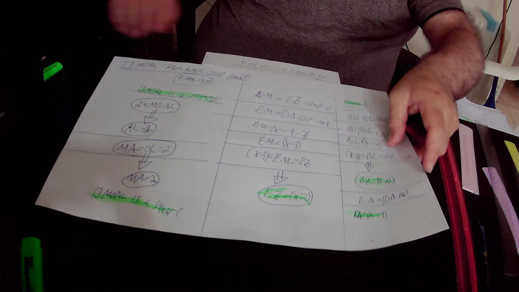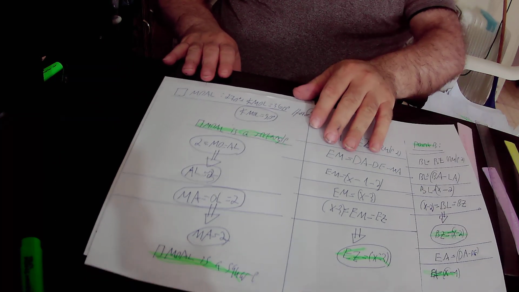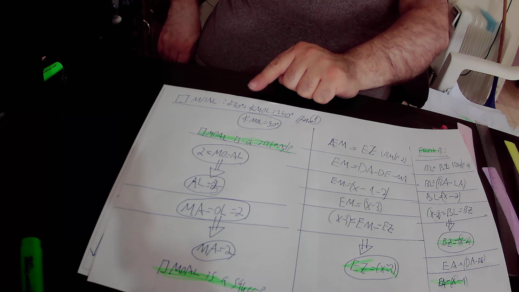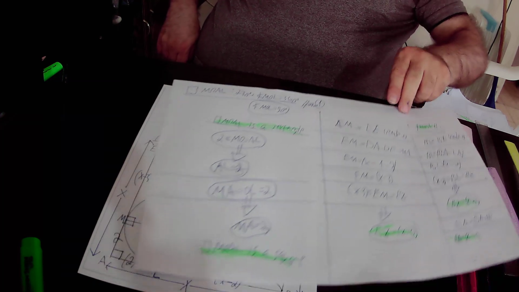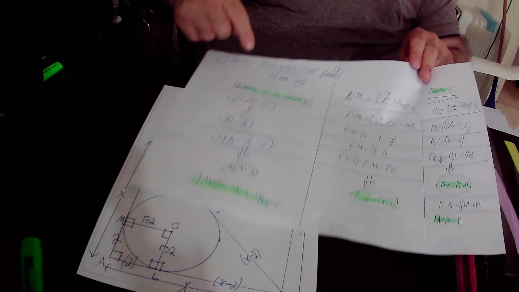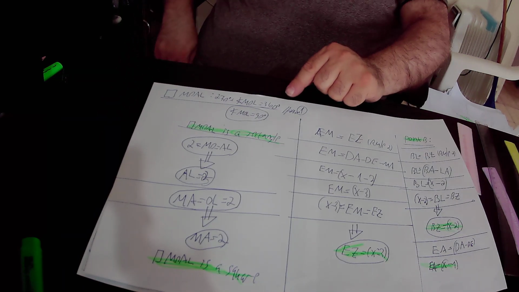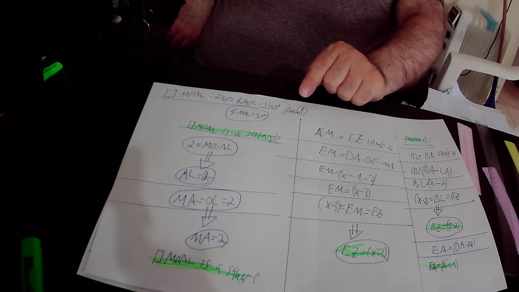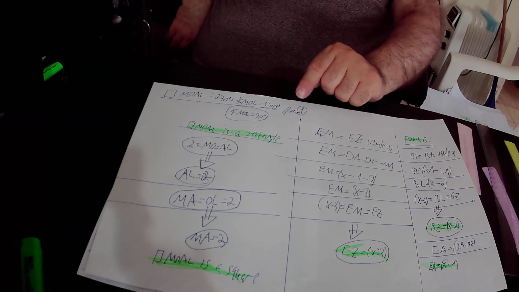I'll repeat again, in quadrilateral MOAL, we have 3 right angles. The sum of 3 right angles is 90 degrees times 3, which is 270 degrees, plus the size of the fourth angle, that is angle MOL. In total, the sum of those four angles must be equal to 360 degrees, according to the rule that the sum of the angles in any quadrilateral is equal to 360 degrees.